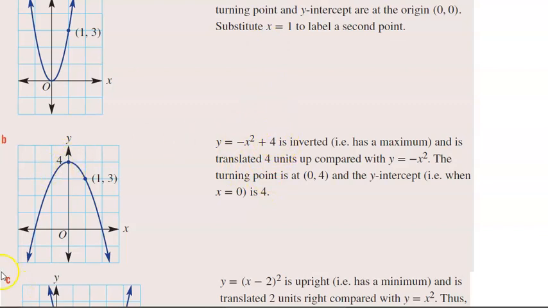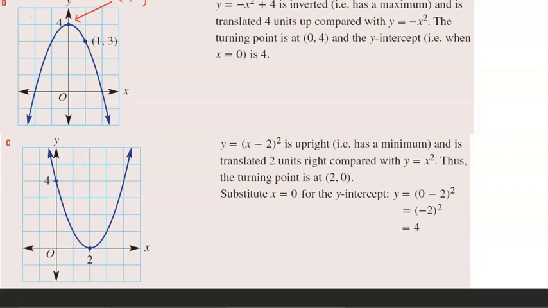So our turning point would be at this point right here. And it has a maximum turning point because it starts from the bottom and goes up, reaches the maximum point that it can get to, maximum turning point, and then goes back down again. The turning point is (0, 4), and the y-intercept, so when x is equal to 0, is equal to 4. So effectively it's the same place where the turning point is. If you substitute x equals 0 into here, you will get a y value of 4, and this is where that (0, 4) occurs.